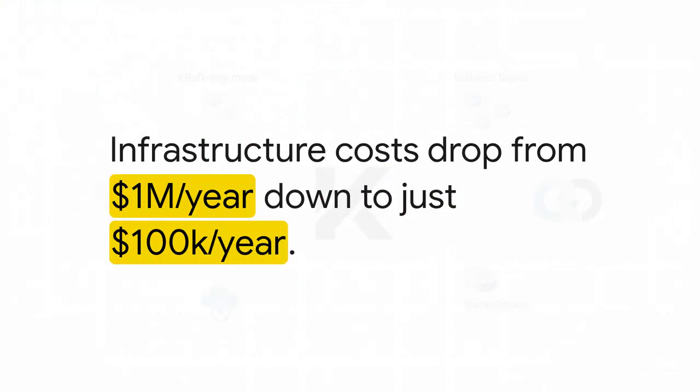Just to put those percentages into perspective with some hard economic numbers, if you're running workloads at, say, 1 gigabyte per second throughput, your infrastructure costs can drop from roughly $1 million a year down to just $100,000 a year. Let that sink in. Diskless Kafka is an absolute paradigm shift for business outcomes. You get instant elasticity, zero client changes, and massive cost savings. The only real trade-off is a slightly higher request latency.